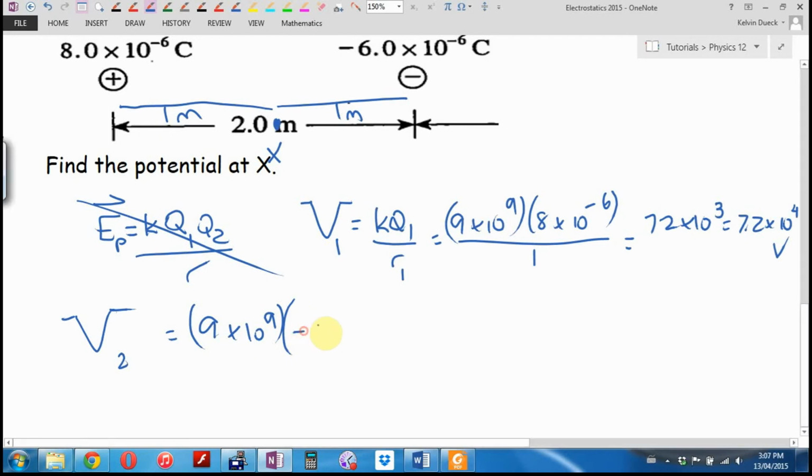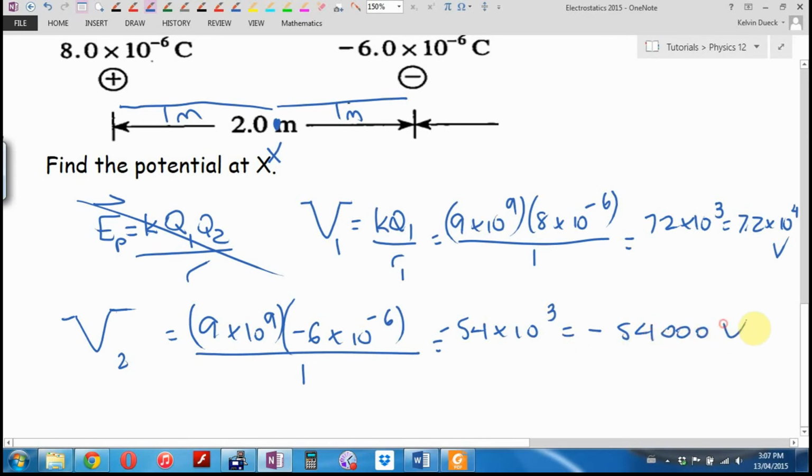So it's going to be negative 6 times 10 to the negative 6 all over 1 squared. In fact, you're going to get negative 54 times 10 to the 3. You're going to get negative 54,000 volts. So the total voltage is going to be 72,000 plus negative 54,000. And we call that, add it up, 18,000 volts?